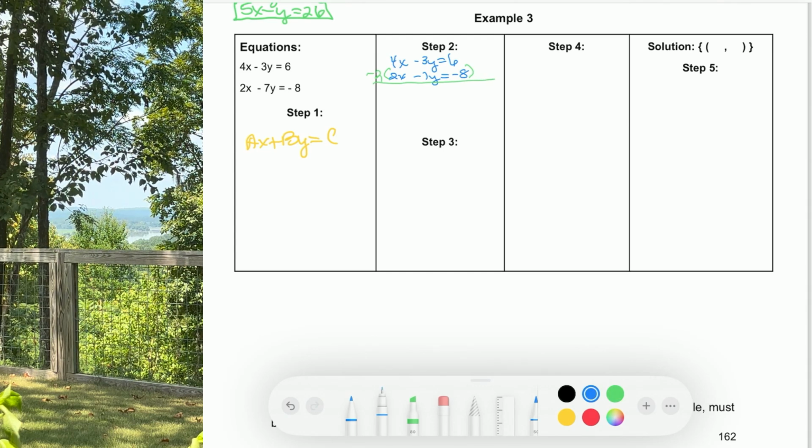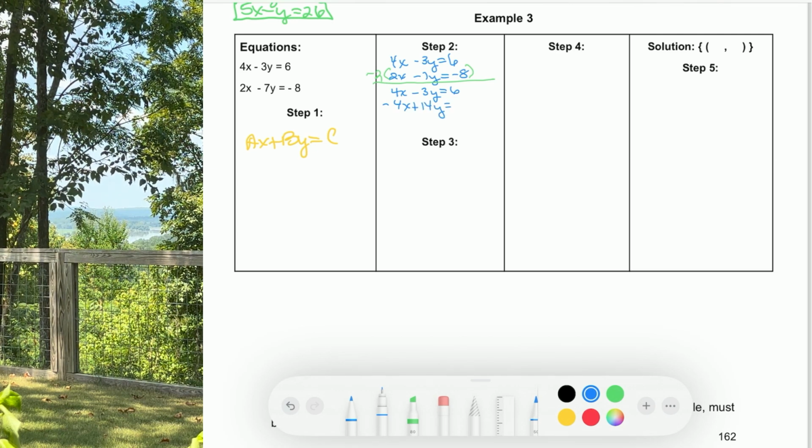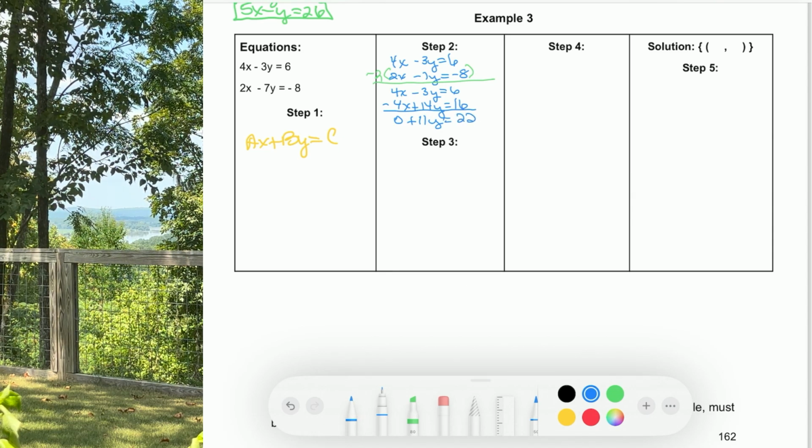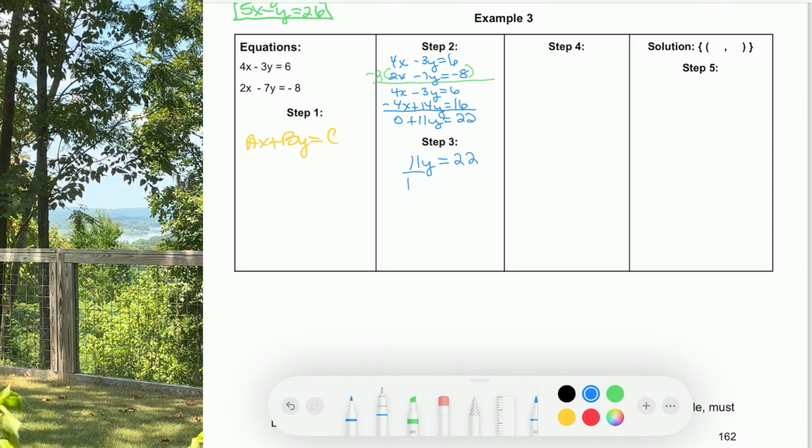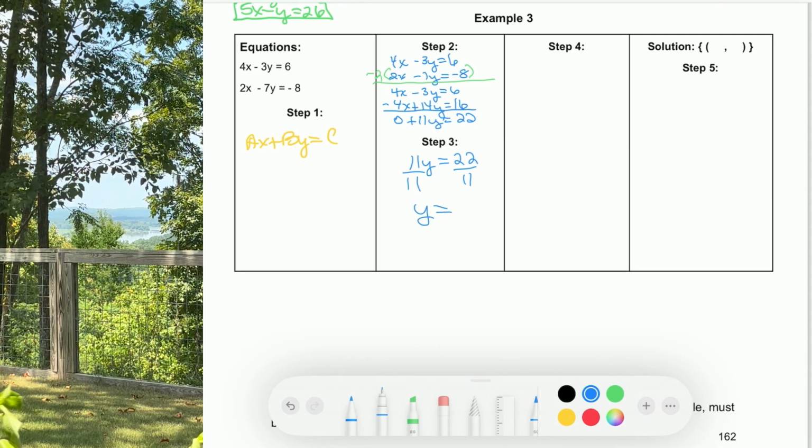And so what I end up with is my first equation doesn't change. So I'm just going to rewrite that. We didn't multiply it by anything. Negative 2 times 2 gives me a negative 4x. Negative 2 times negative 7 gives me a positive 14y. And negative 2 times negative 8 gives me a positive 16. Now our 4x's cancel. Negative 3 plus 14 gives me a positive 11y. And then 6 plus 16 gives me a 22. Step 3, I'm going to take what we just found and solve for y. So divide by 11 and get y equals 2.